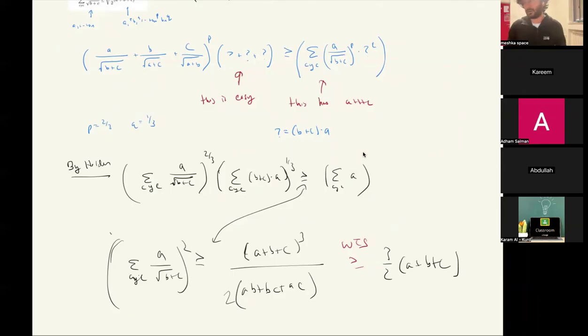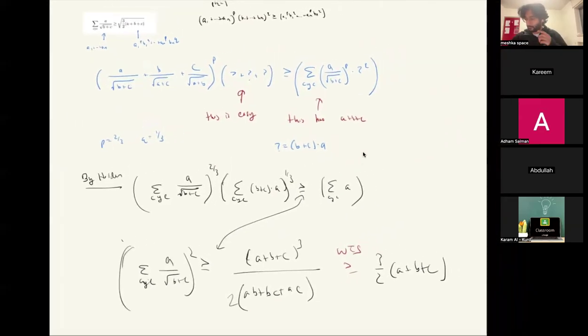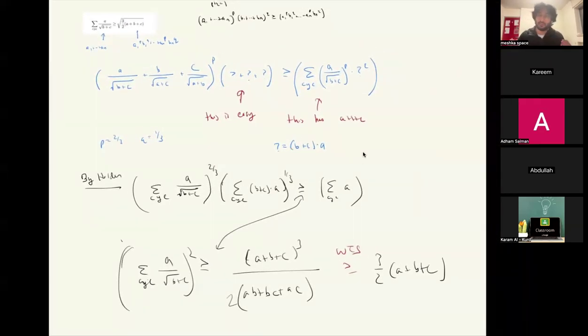So any questions about this problem? So what's the trick? The trick is to use Holder with this 2/3, 1/3 weight, and then you eliminate the square root. It's a very beautiful technique, the way this works.